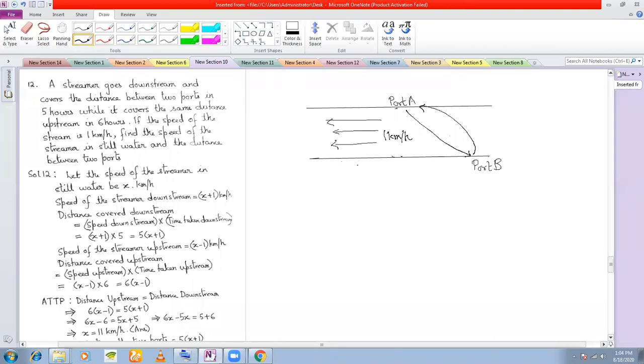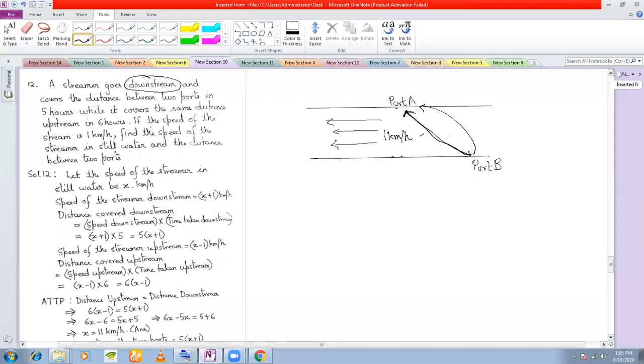Now what do you mean by downstream and upstream? That is the question. Downstream means that when the streamer is moving from this direction to this direction, it is flowing with the flow, right? So the speed of the water is actually pushing the streamer. It is helping the streamer move ahead. That is what we call downstream. In this case the speed of the streamer increases because even the water is helping it to move. Downstream means when the water is helping the streamer move ahead.